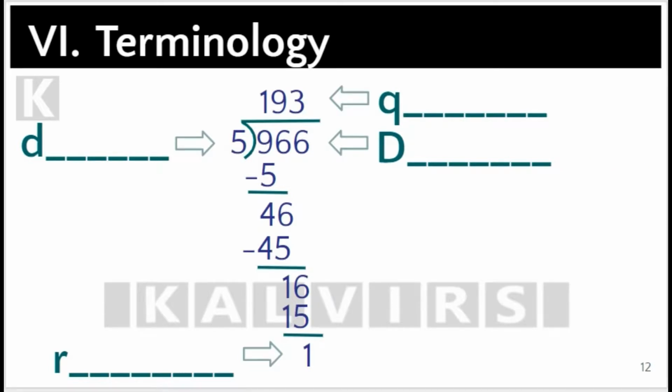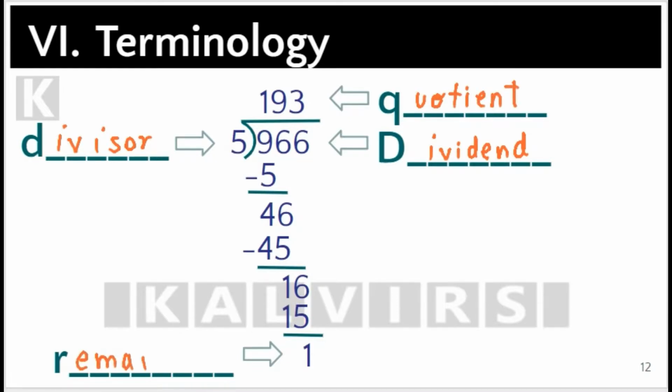Terminology is the following. 966 is the dividend. 5 is the divisor. 193 is the quotient. And 1 is the remainder. Thus, it is true that the dividend is the divisor times the quotient plus the remainder.